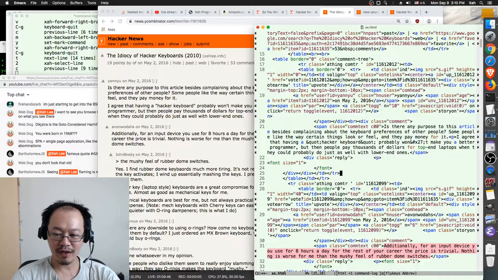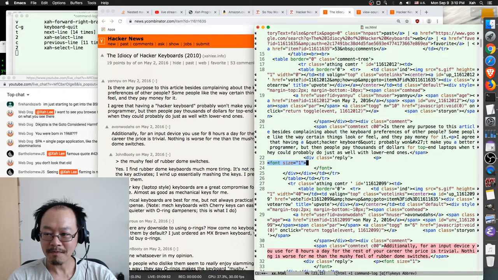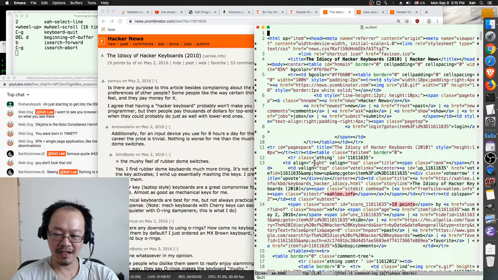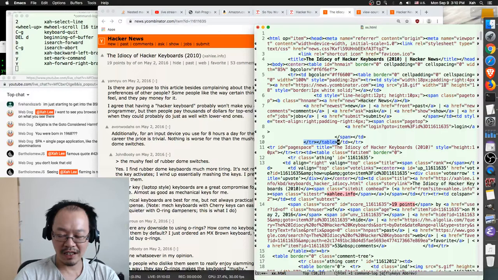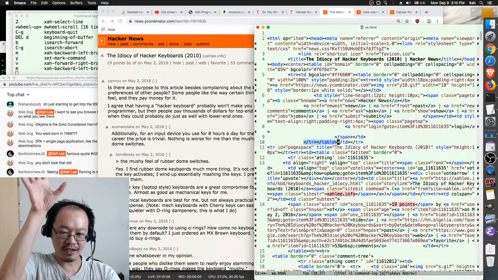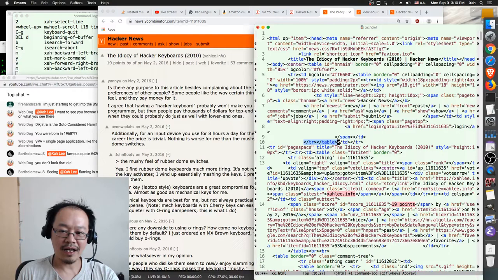Everything is font family, font size on every element. And also the whole page is a table. Let's see. You see this tr? Let me show you. You see this tr? Tr is a row. Td is a column cell. And table. You see the whole page is a table. And that is 1999 style of HTML.